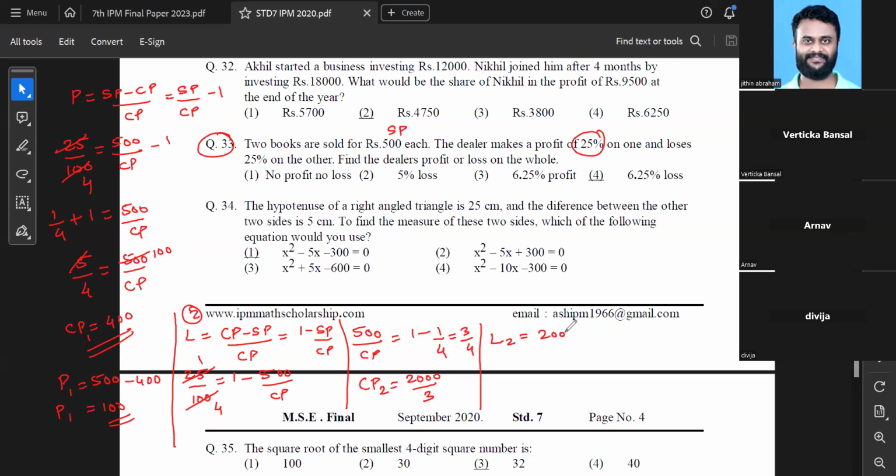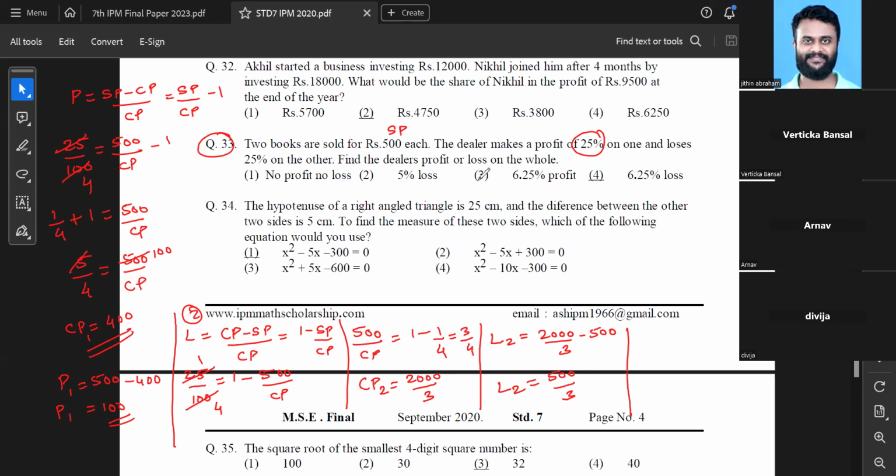So the cost price is 2000 divided by 3 and the selling price is 500. So when I take LCM, I get this value to be 1500, that is 500 divided by 3. So this is the loss which has occurred in the second case.